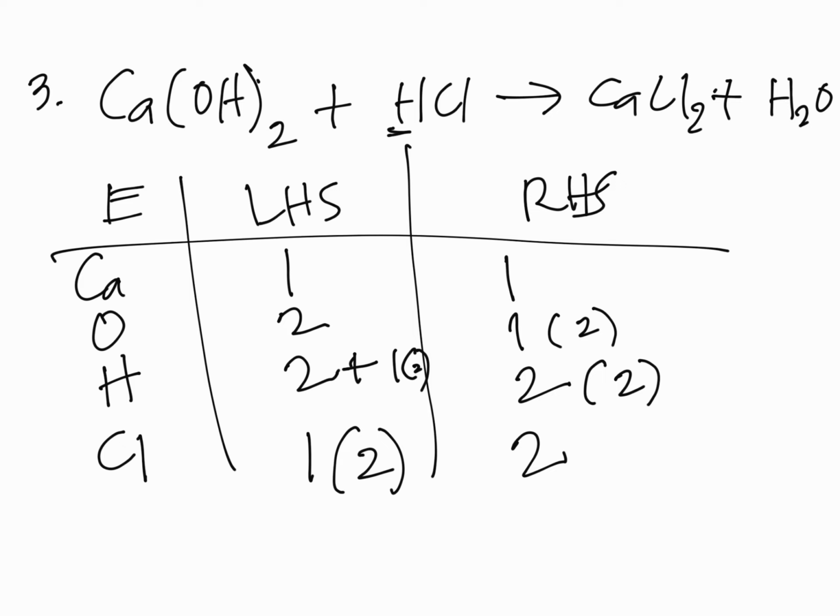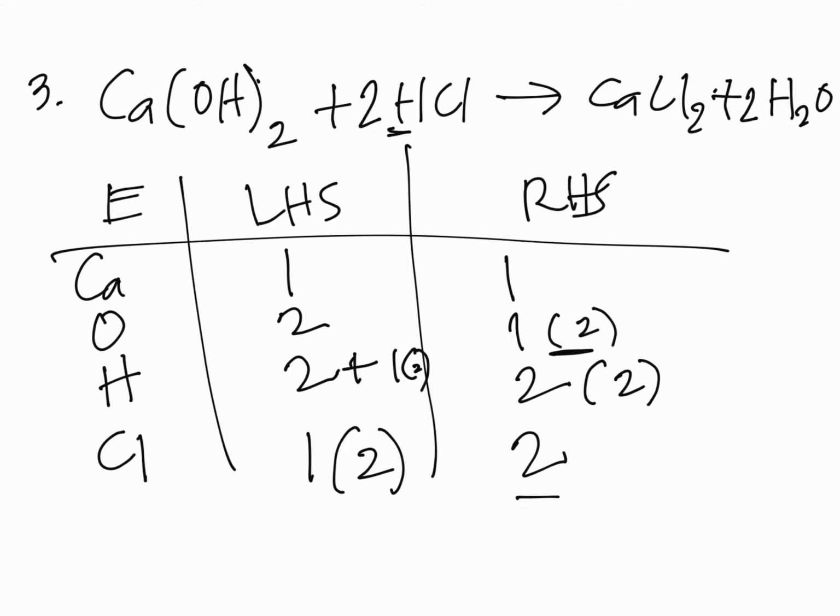Calcium 1, oxygen 2 on the left hand side. The right hand side also has, we're going to put here 2 because we're multiplying it by 2. So there's 2 here. So oxygen is now balanced. For chlorine, we're going to multiply 2 on this side, on the reactant side for HCl to make it balance.